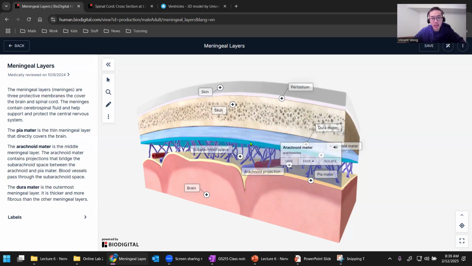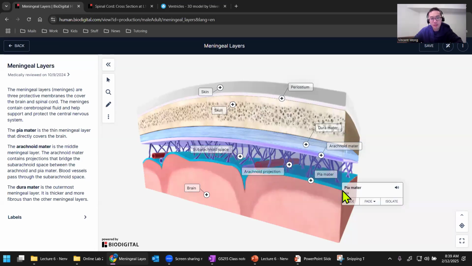Beneath the dura mater, we have the arachnoid mater. Right? And the arachnoid mater has these spider web-like structures. Okay, that kind of forms a little bit of a space cavity here. And arachnoid actually means spider web. Right? So this is like the spider web looking layer.